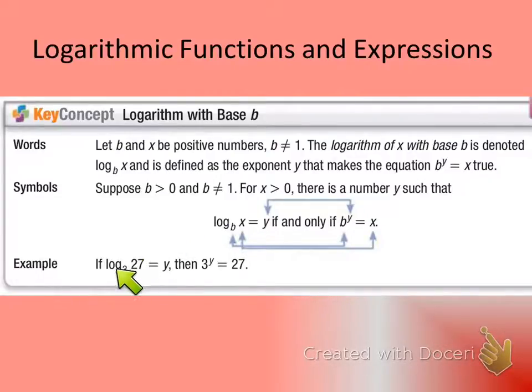Down here, you say this one log base 3 of 27. So back up to this one: log base b of x equals y if and only if b to the y power equals x. If you look down at this example, log base 3 of 27 equals y, then 3 to the y power equals 27.